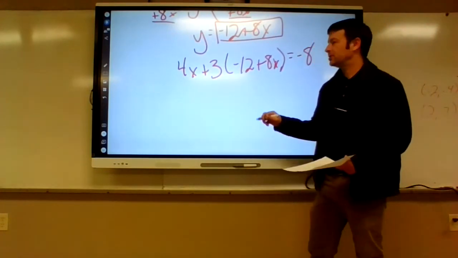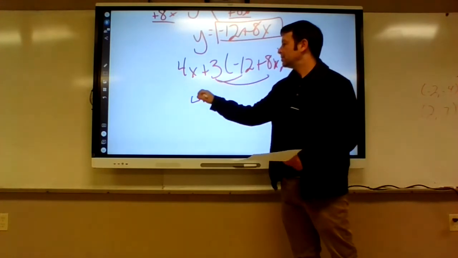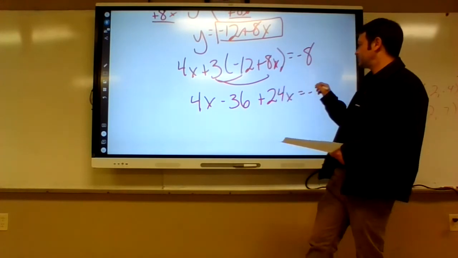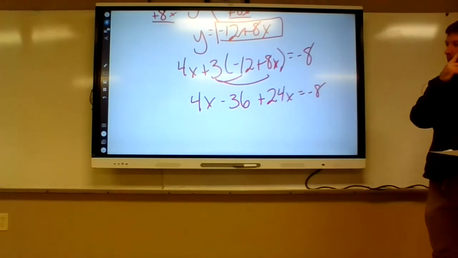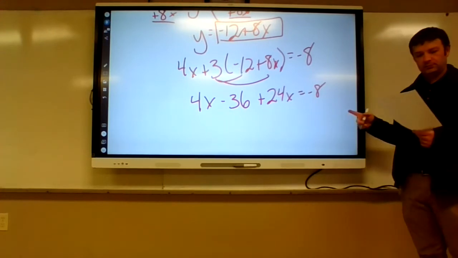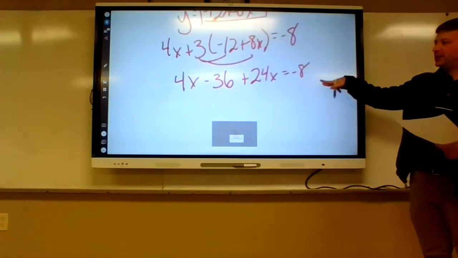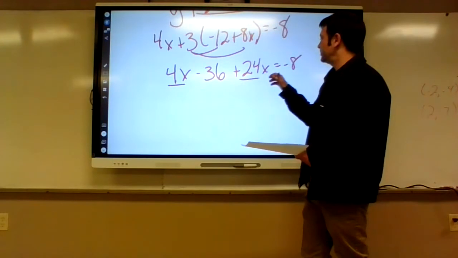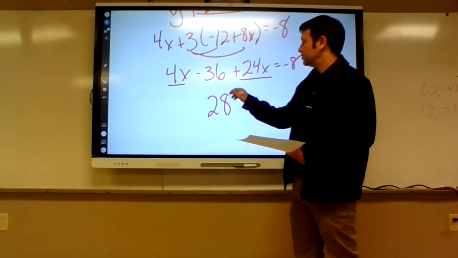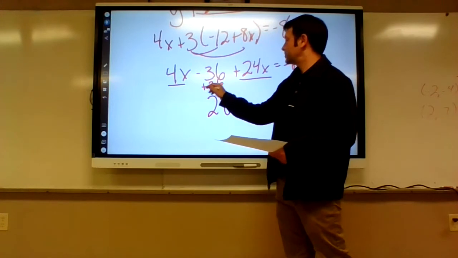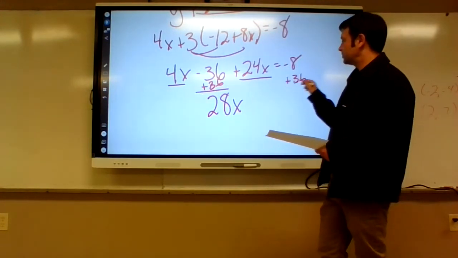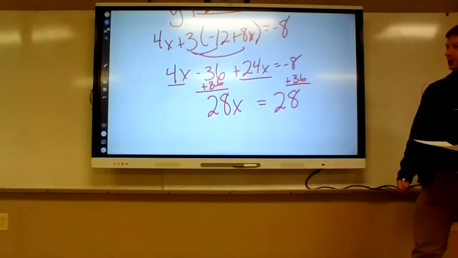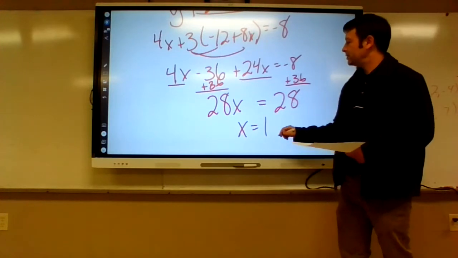What's distributive property? Did you guys get any fractions or decimals on this page? No. I don't believe there were any. Okay, 4x plus 24x, 28x. I guess we need to add the 36. Get rid of it. That would be 28. So x equals 1. X is 1. Plug it in.